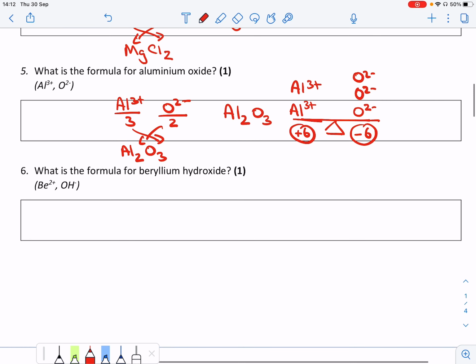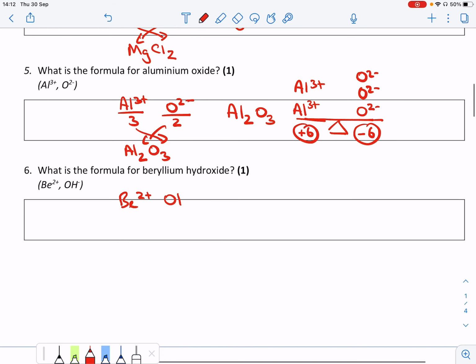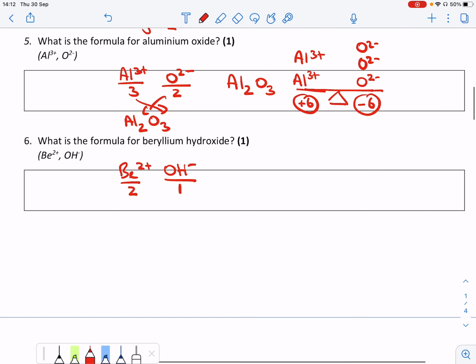This next one is beryllium with hydroxide. So again, beryllium, Be, is a 2+ ion. Hydroxide, we need to be careful here. Hydroxide is a complex ion because it contains oxygen and hydrogen, so we need to take that into account. The charge on beryllium is 2+, so it wants to make 2 bonds, and the hydroxide is a 1-, so it wants to make 1 bond. Swap these over, and beryllium gets number 1. The hydroxide, put it into brackets, and then put a number 2, because the hydroxide gets number 2 that comes across to this side.